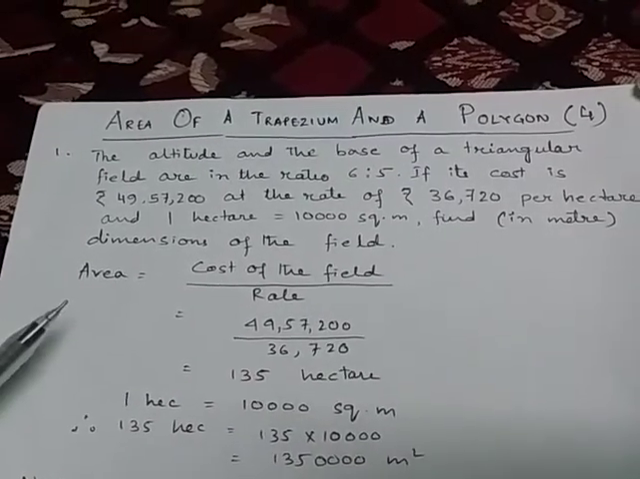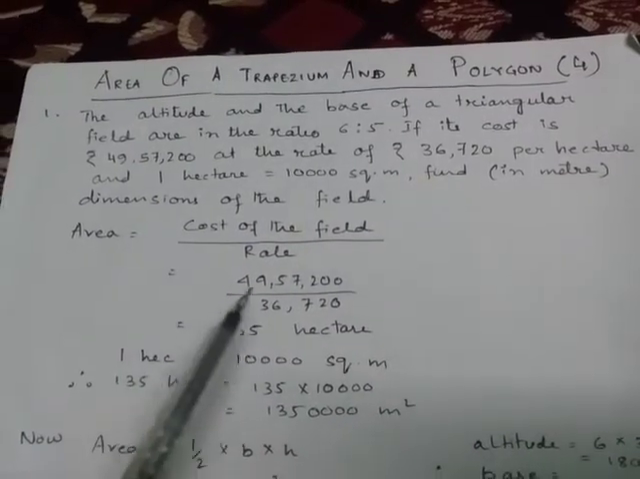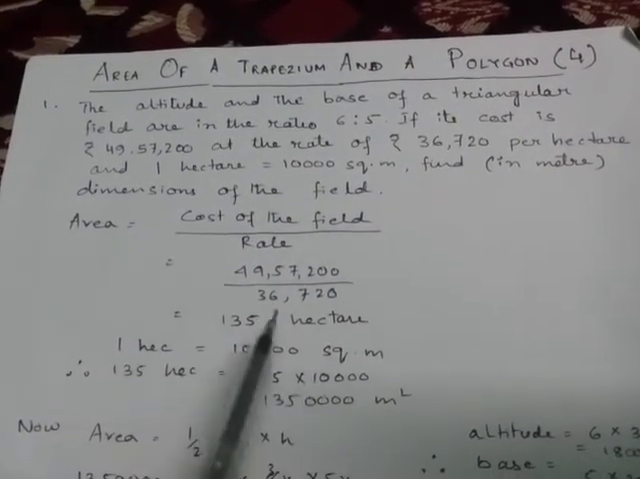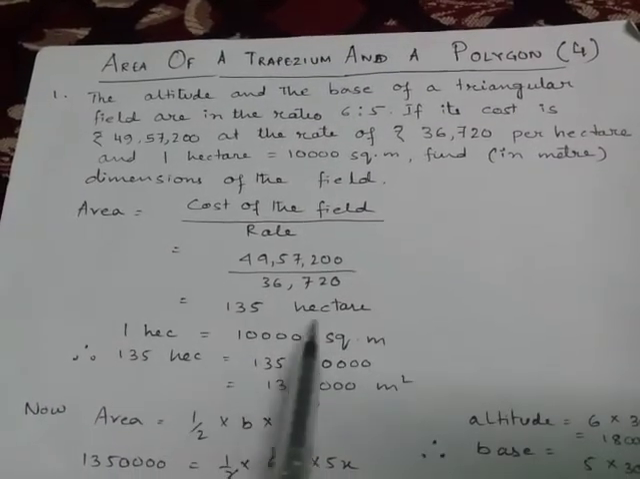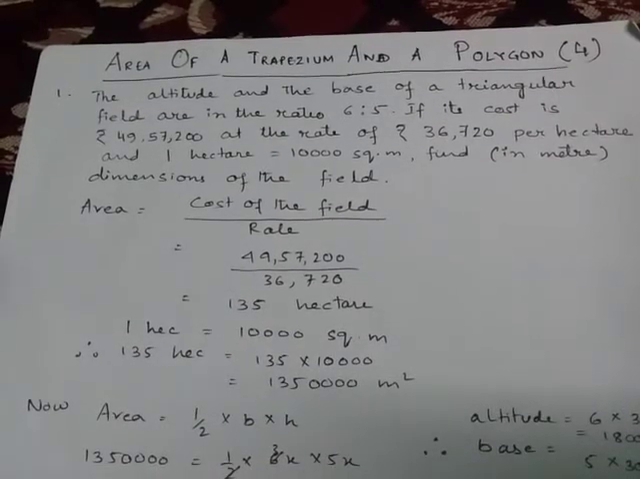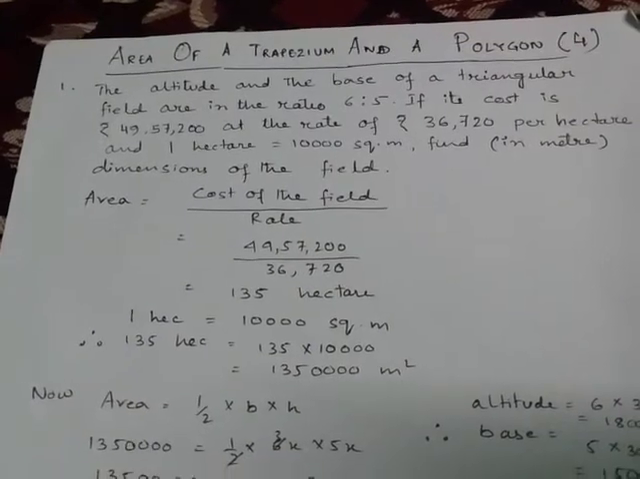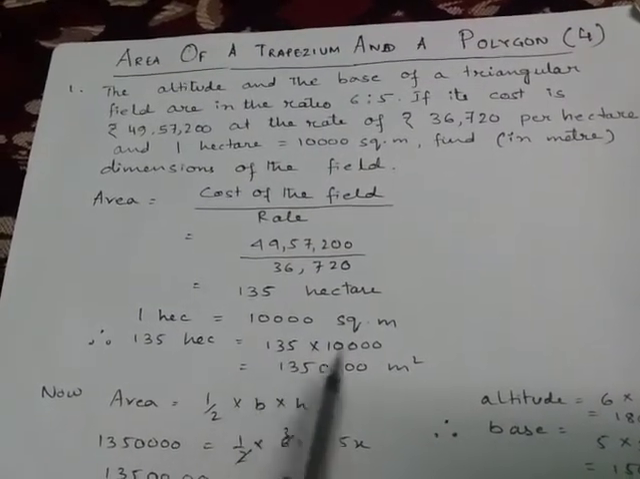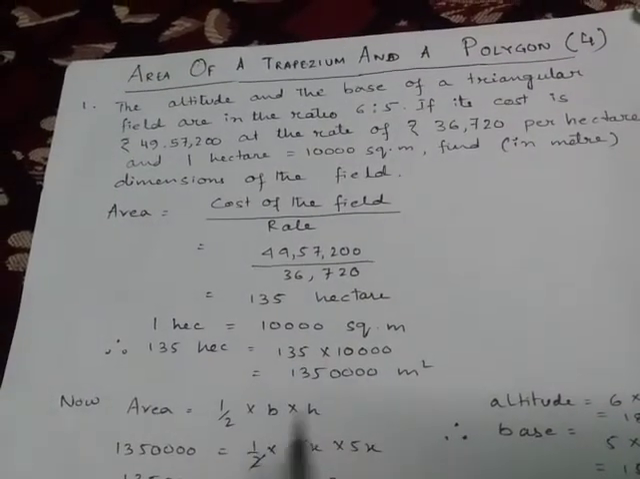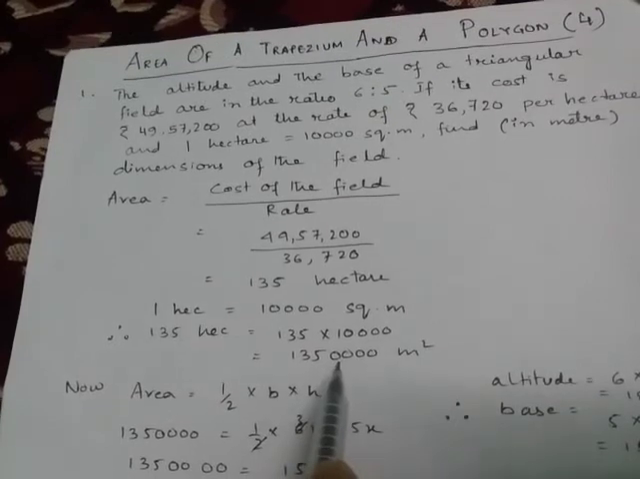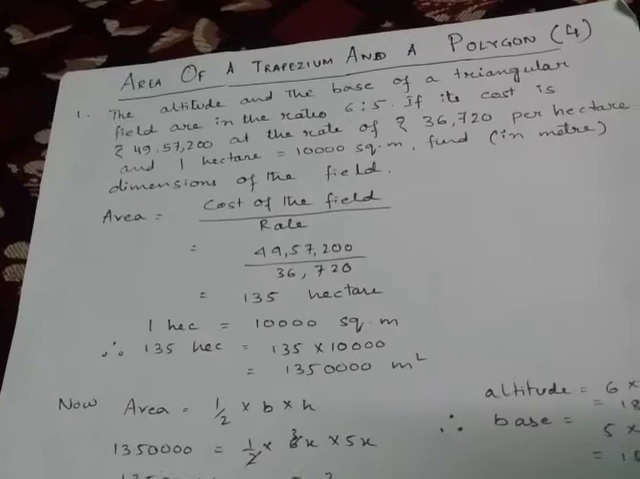So area is equal to total cost of the field by the rate. So 49 lakh 57,200 divided by 36,720, and it is coming 135 hectare, and it is already given 1 hectare equals 10,000 square meter. Therefore 135 hectare equals 135 into 10,000, and this is coming like 13 lakh 50,000 meter square.